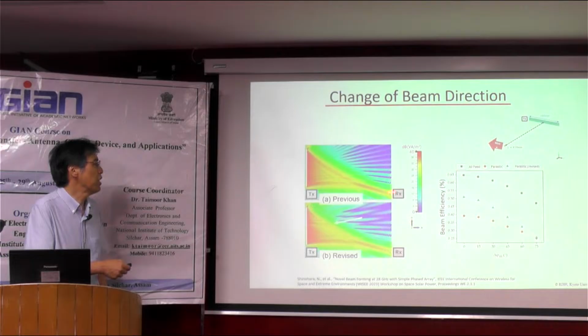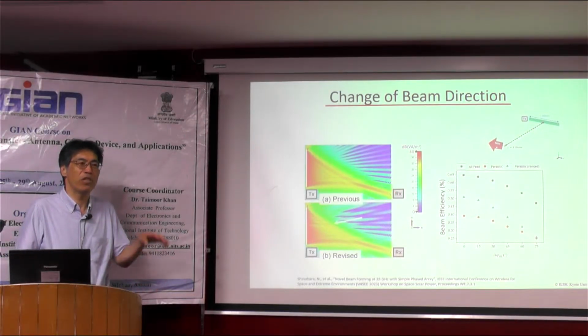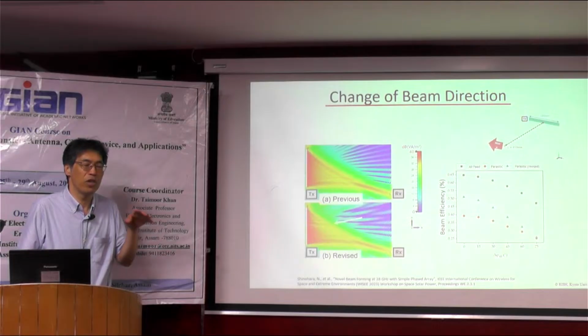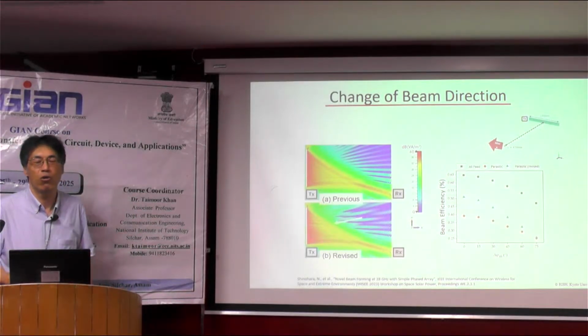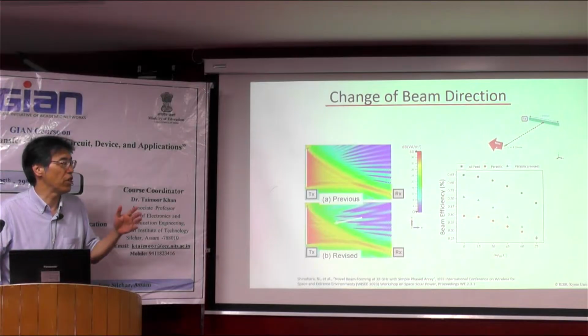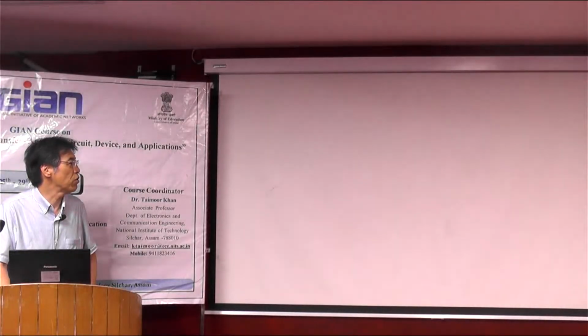So this is our Kyoto University proposal to suppress a grating lobe while keeping the low-cost phase shifter with a long element spacing. So that's all my today's talk.